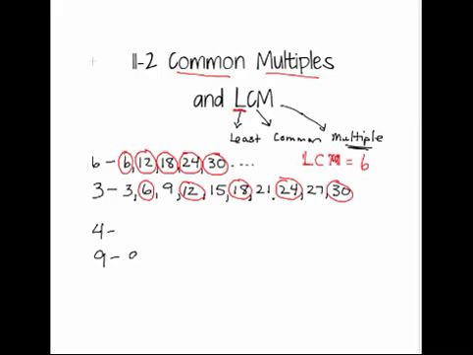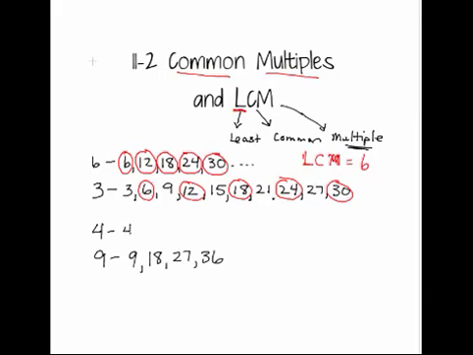9 times 1 is 9. 9 times 2 is 18. Times 3 is 27. Times 4 is 36. Aha! I have to stop there. Do you know why? I just said it. 9 times 4 is 36. So if I list out the multiples of 4 all the way to 9, here we go.